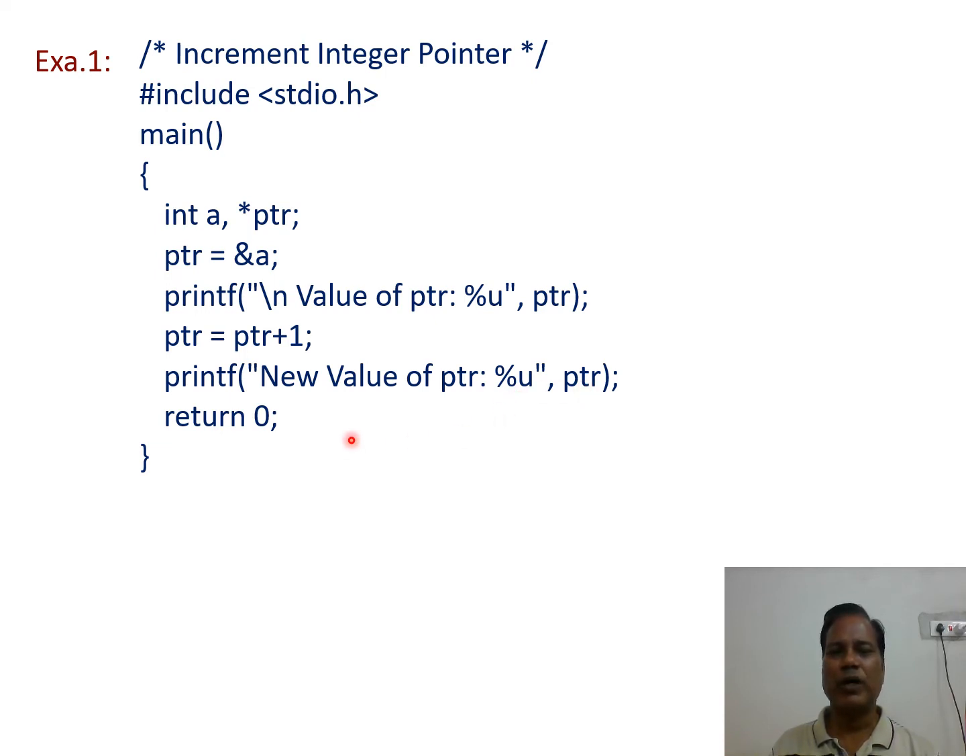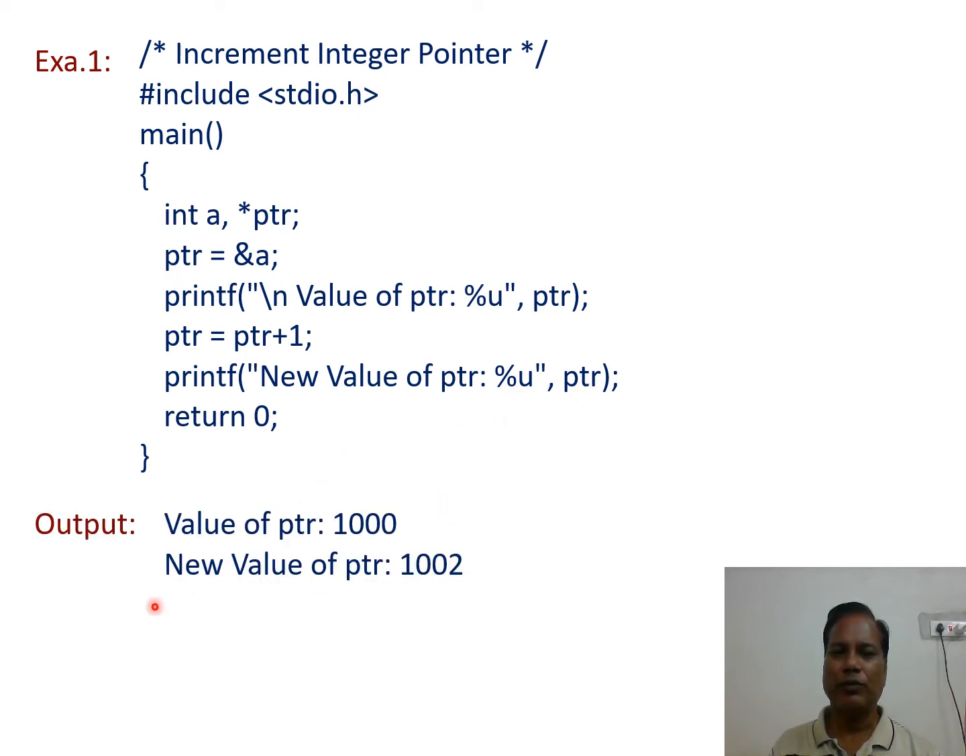So when this program is run, we get the output like this one. Value of ptr equal to 1000, and when it is incremented by 1, as a is of integer type, it needs 2 bytes of storage space. So it is incremented by 2 bytes.